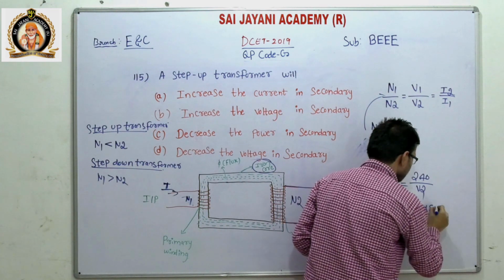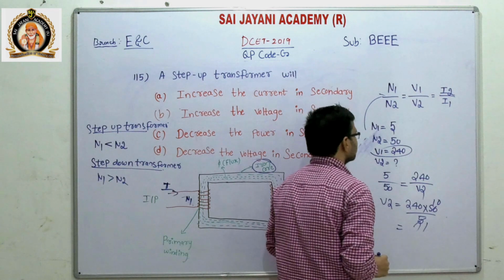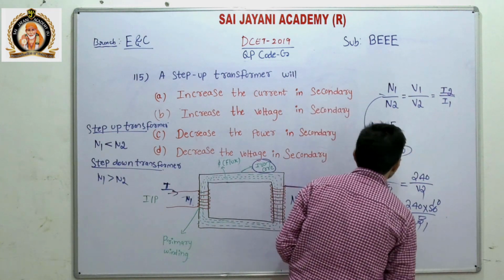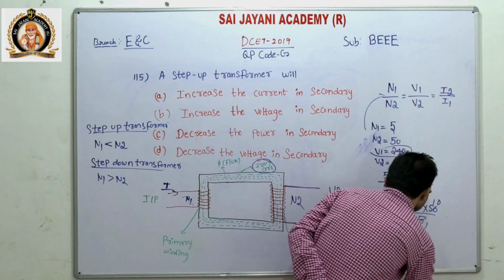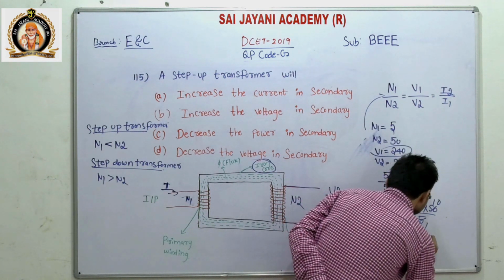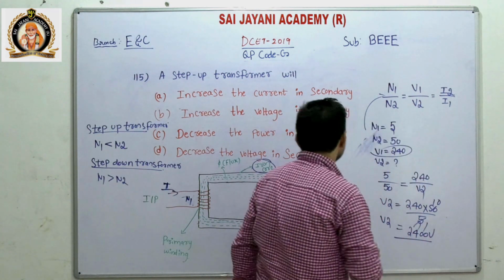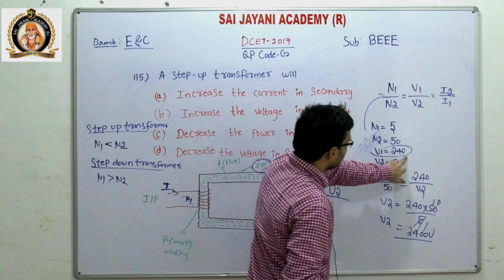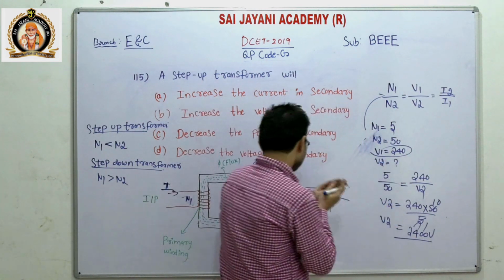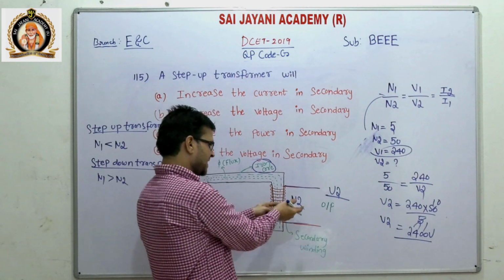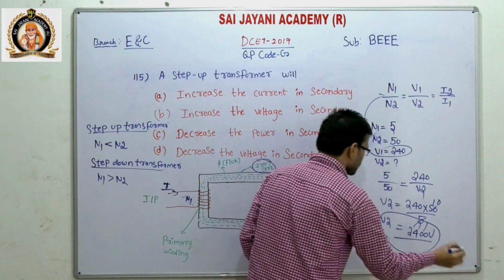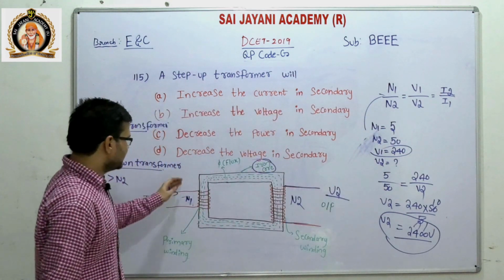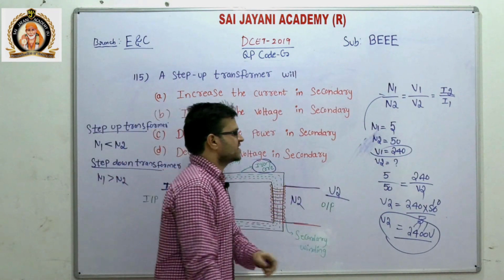Okay, 5 ones are 5, 5 tens are 50, so we are getting V2 as 2400 volt. That means we are giving only 240 volt, but at the output side, that is at the secondary winding of the transformer, we are getting 2400 volt, so that it steps up the voltage.